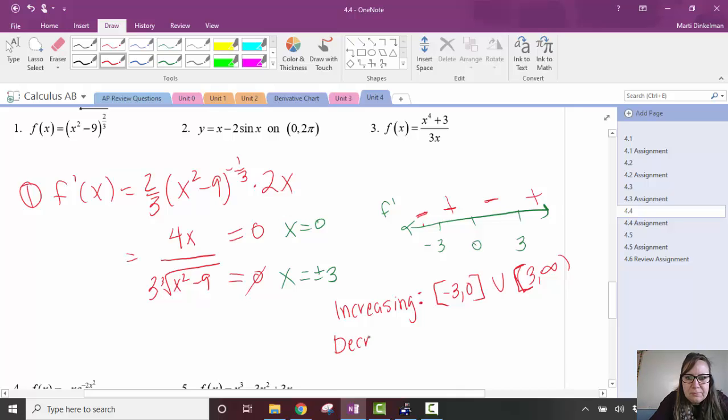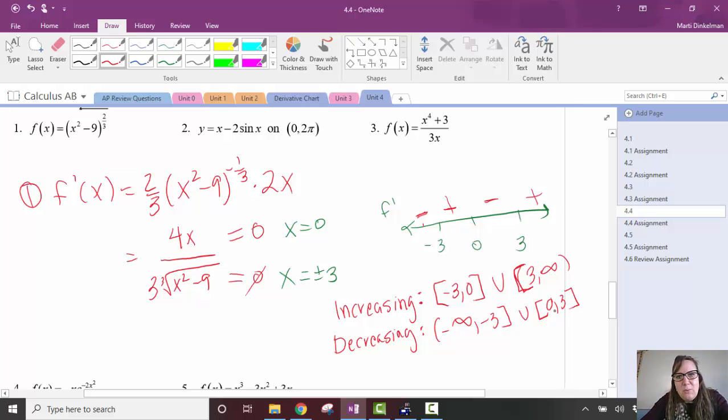Decreasing. So negatives, again, same conversation. We're just picking the negatives now. Again, probably it's supposed to be brackets. Again, if you put parentheses, you're going to be totally fine there.